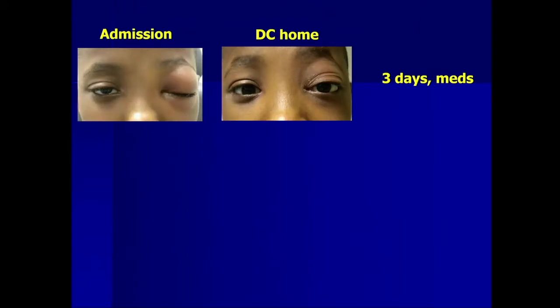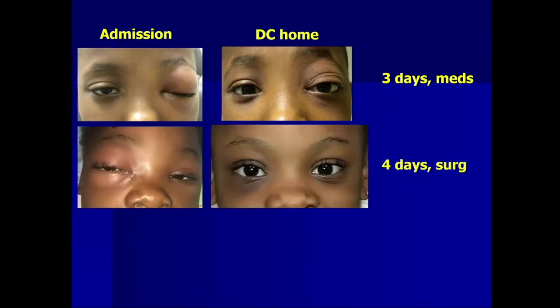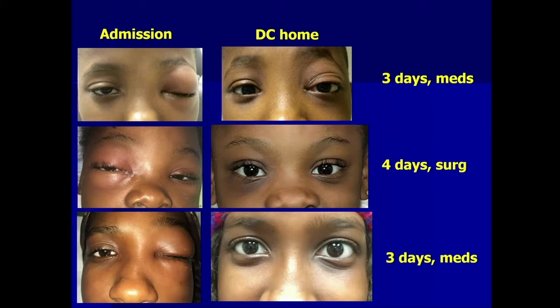Let's look at some clinical examples. On admission, a boy with a left orbital cellulitis, 3 days later, only needed medical management after steroids. Here's a girl with right-sided cellulitis. She did need surgical drainage, going home after 4 days. Last one, on the left side of a girl, 3 days later, going home with only medical therapy. To me, I don't think I would have had this quick of a response with just antibiotics alone.